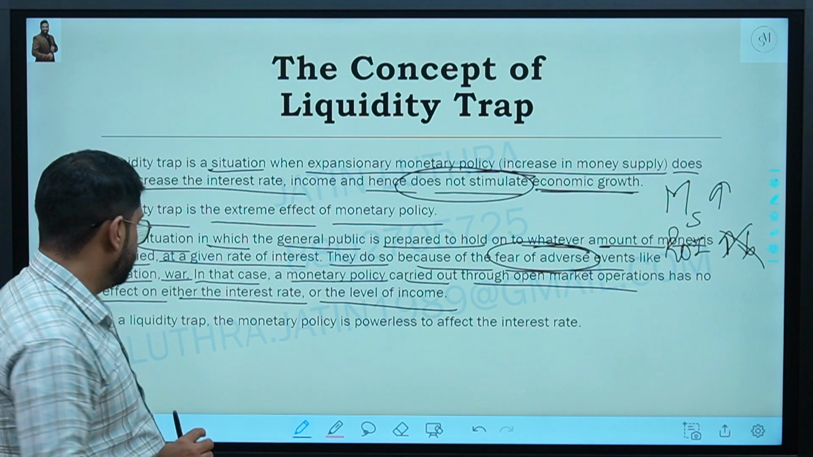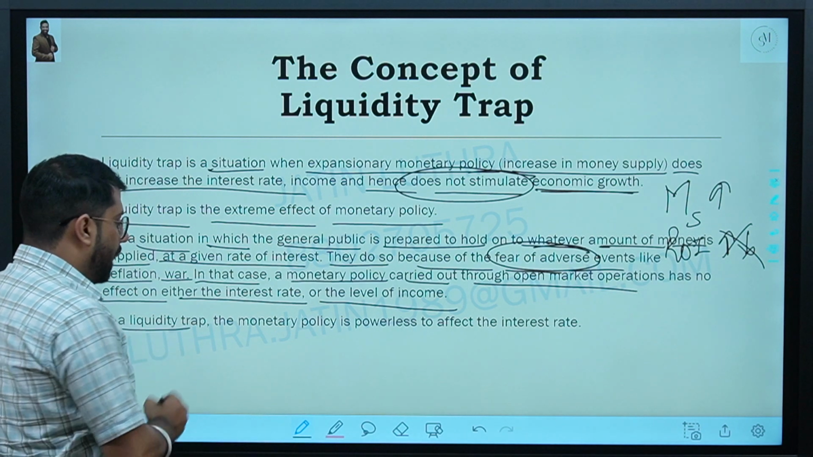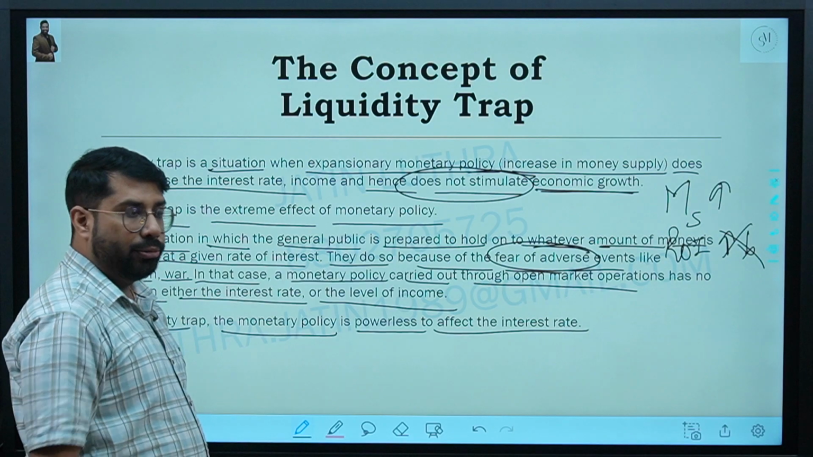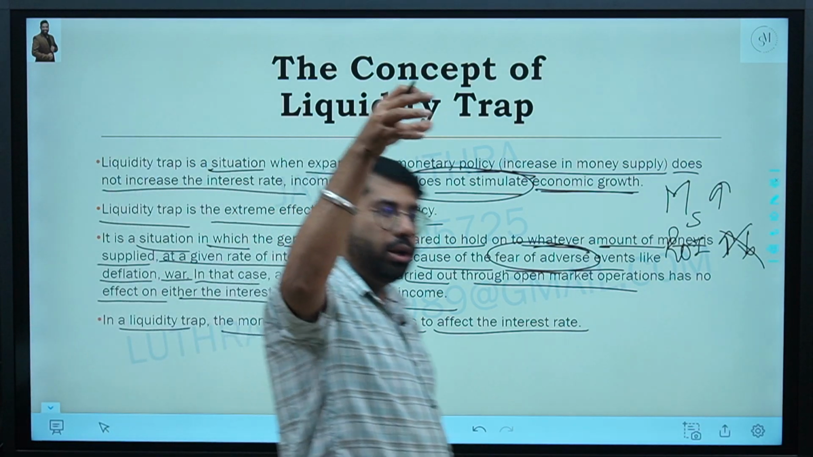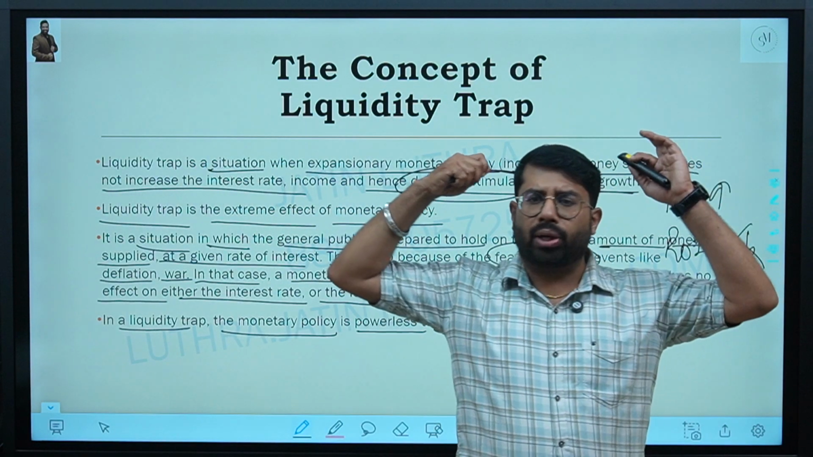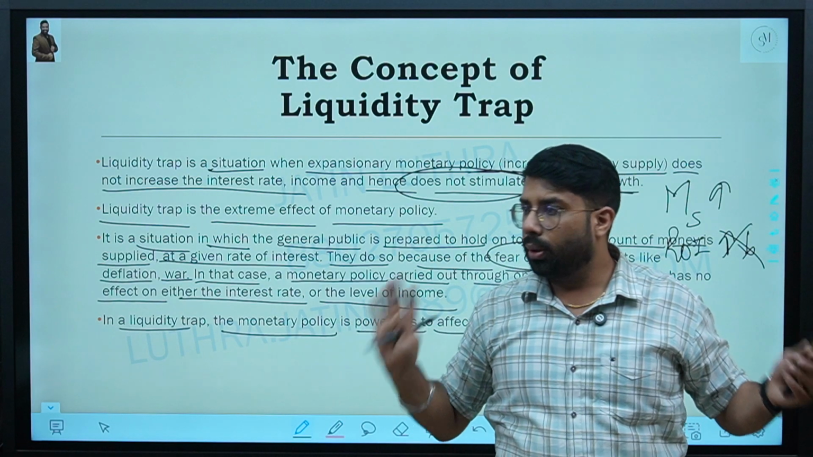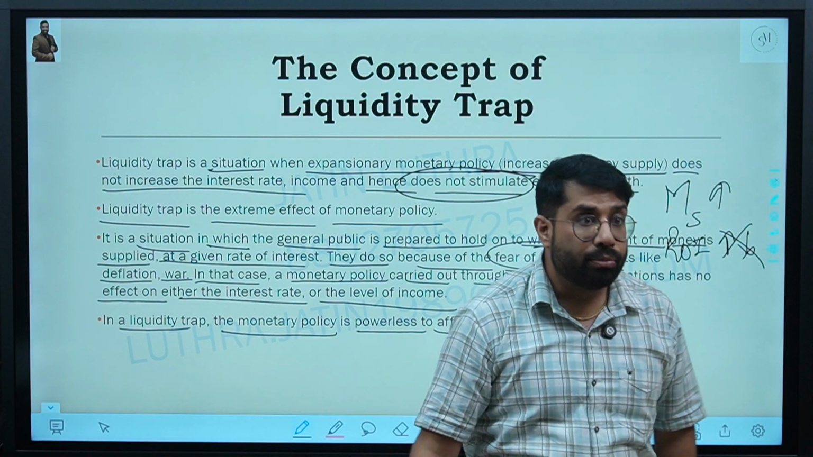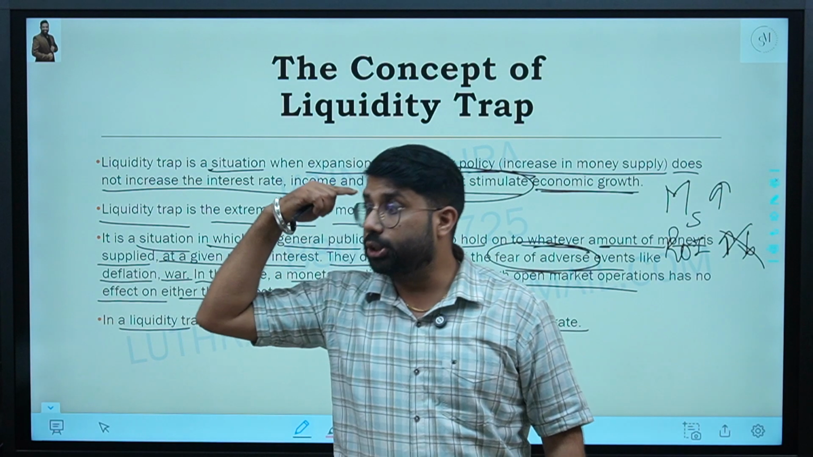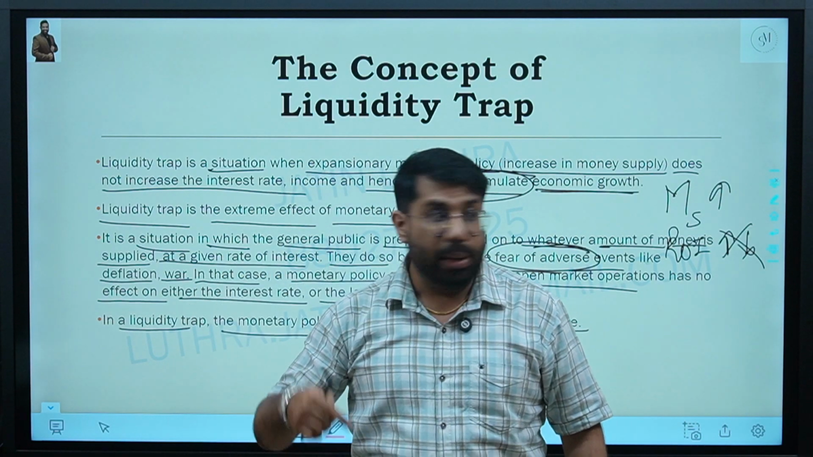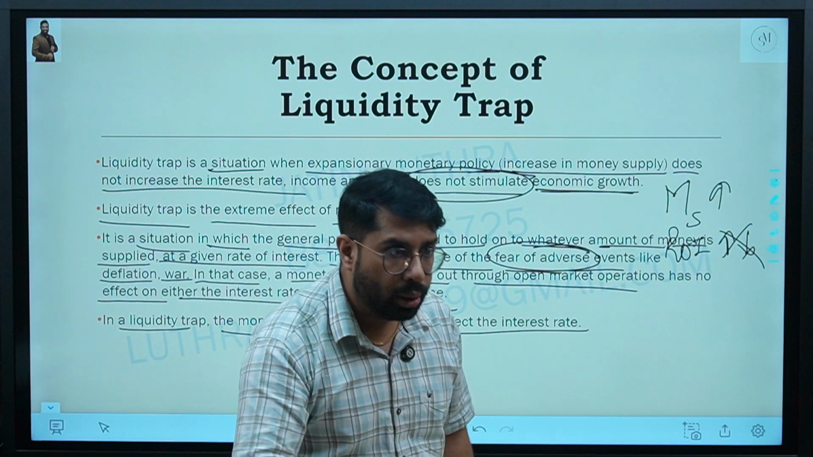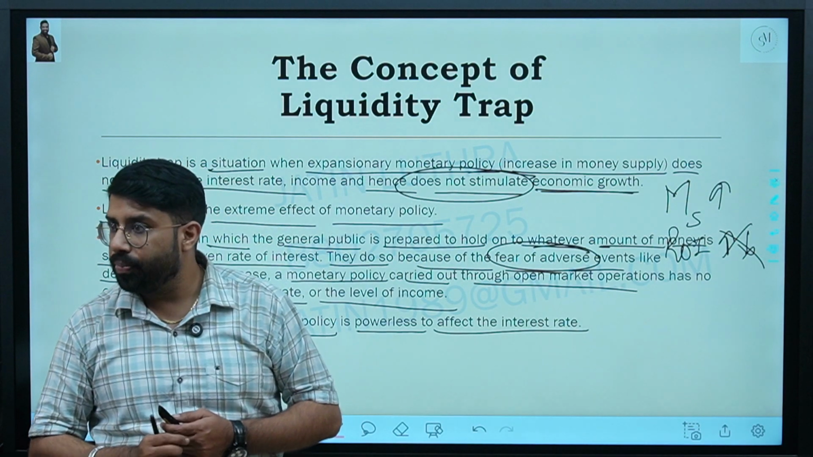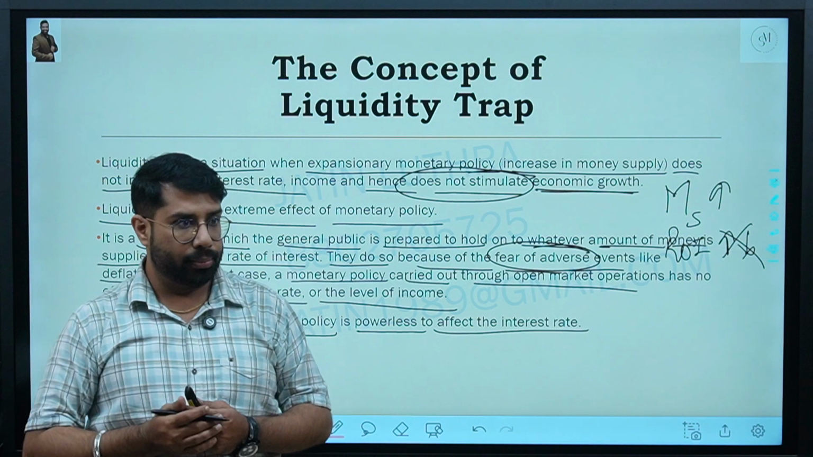Second is, in a liquidity trap, the monetary policy is powerless to affect the interest rate. When an economy comes into a liquidity trap, you do whatever you want to do, the economy will not generate the returns. Why? Because the mindset of people is very wrong right now. People are not ready to invest more. People are willing to take out their investment. Yes or no? Currently the stock market is very down.